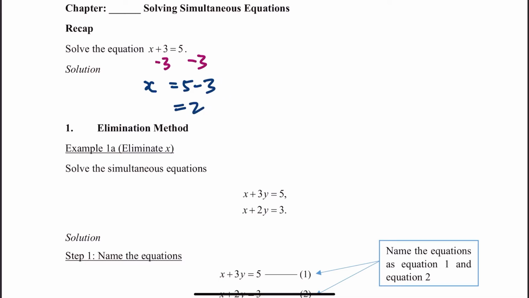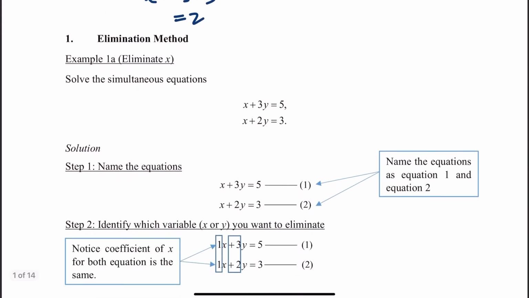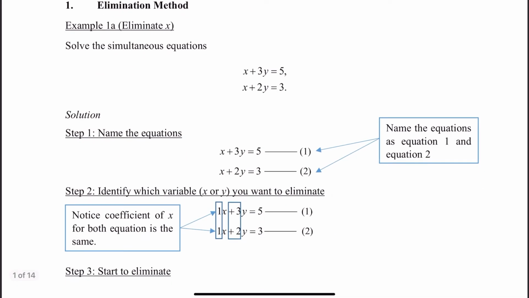Now in secondary 2, we have equations with two variables. What happens here is if I were to do the same thing, then I'll have x equals 5 minus 3y. I'm not solving anything because I still do not know the value of y. So I'm still stuck.